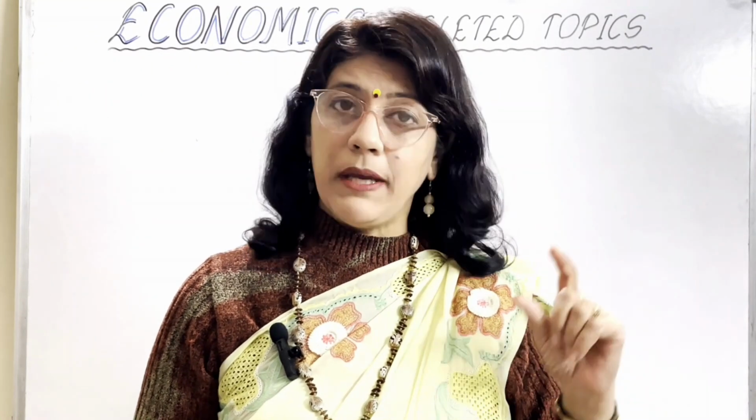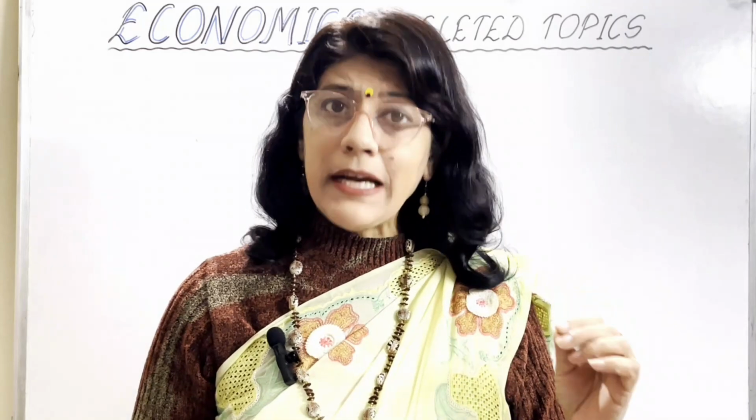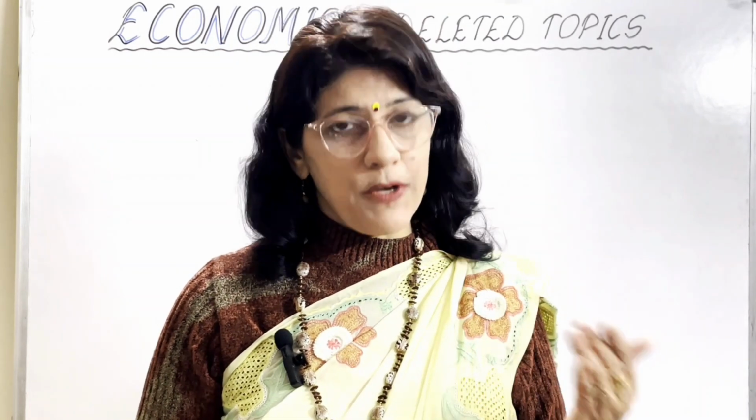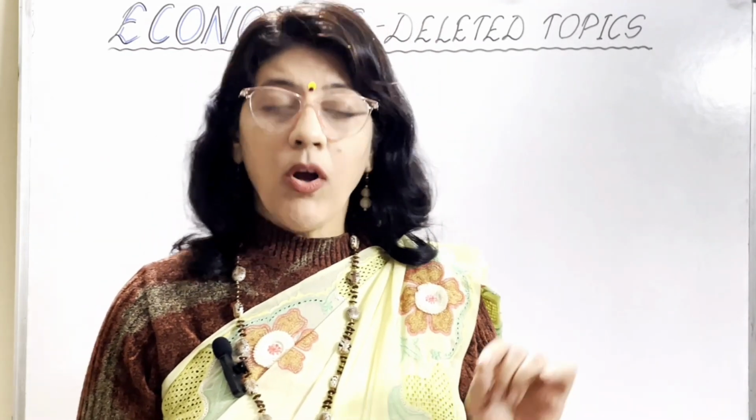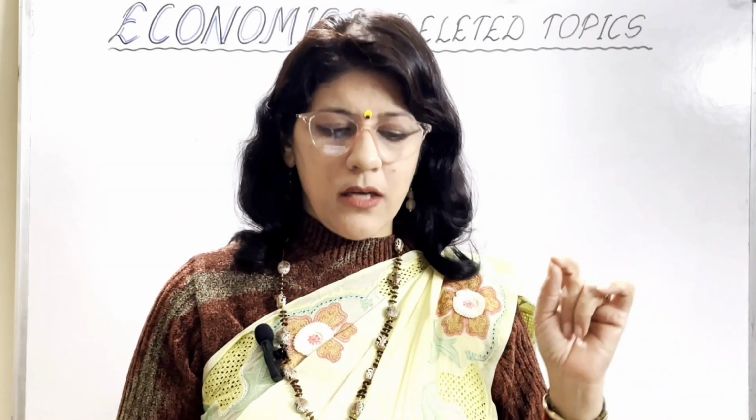Now unit 3, which is market, and chapter 5, meaning and types of market. Only deleted topic from this chapter is monopsony, its meaning, main features like single buyer, barriers to entry, etc. Now coming to unit 4, which is banking in India.